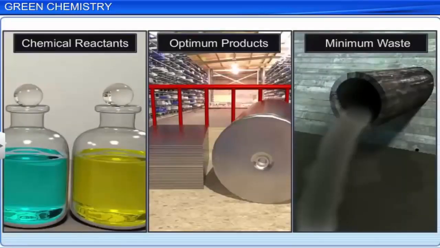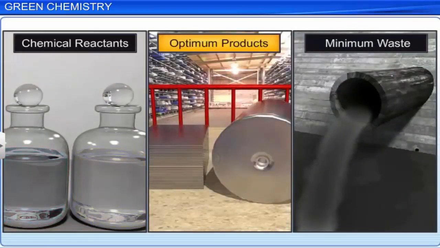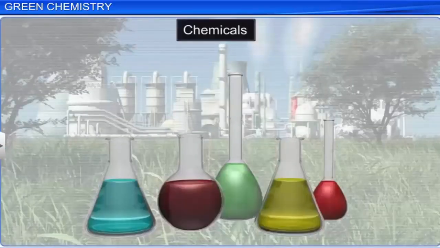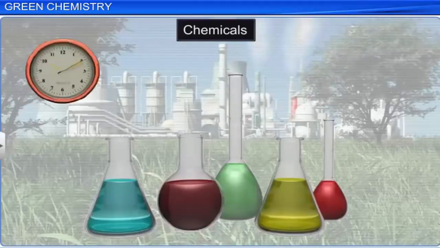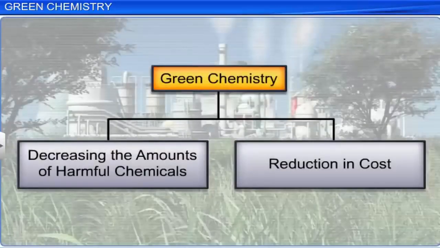It suggests that industries use chemical reactants that yield optimum products and minimum waste, as combating the environmental impact of these chemicals is a costly venture in terms of time, energy, and money. Green chemistry emphasizes the prevention of harmful chemical impact through a chemical process that involves decreasing the amounts of harmful chemicals to achieve zero discharge of pollutants and emissions. Let's understand how.